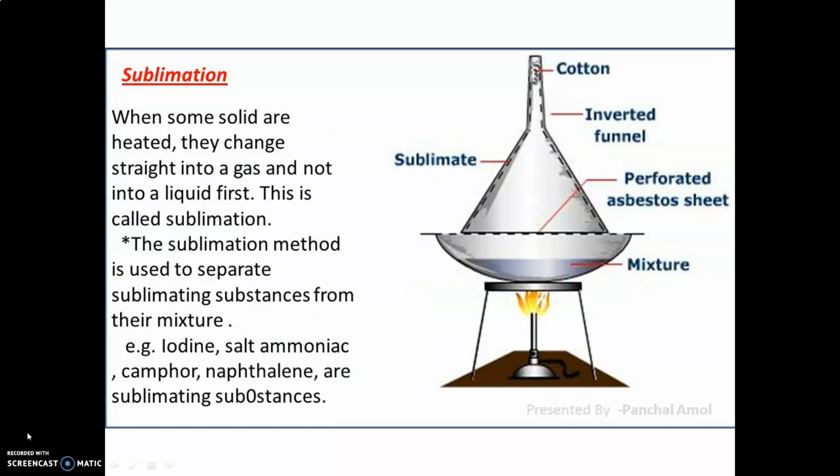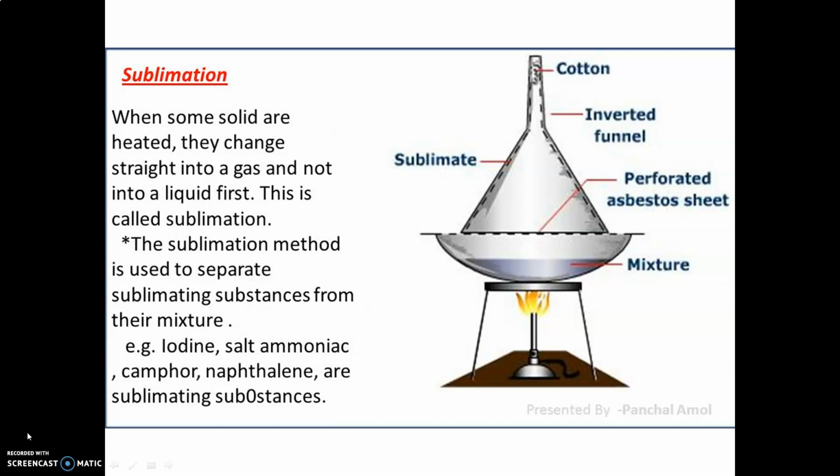Next is sublimation. It is very important for you to understand what sublimation is. Sublimation is a process in which solids get heated and directly change into gaseous state. They do not turn into liquid form, right? The sublimation method is used to separate the substances that have a tendency to sublime.